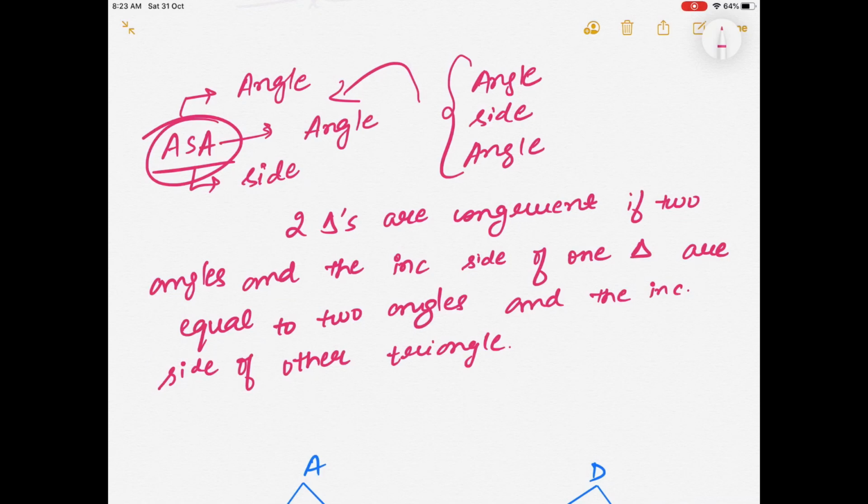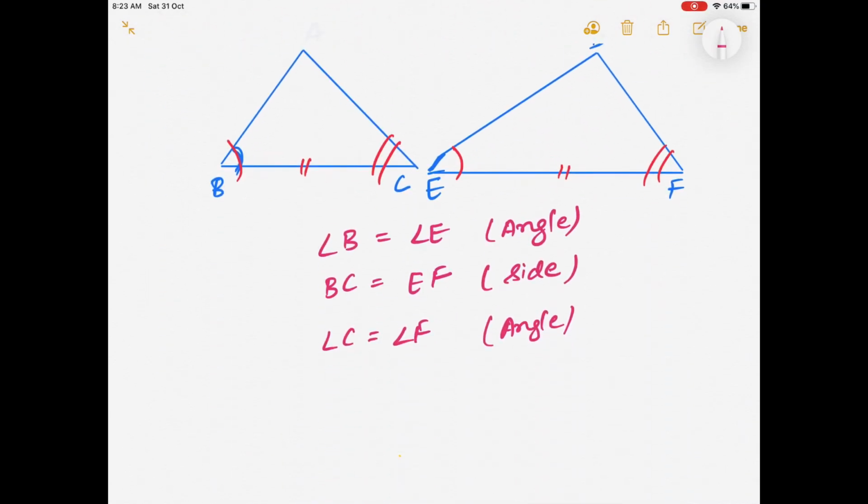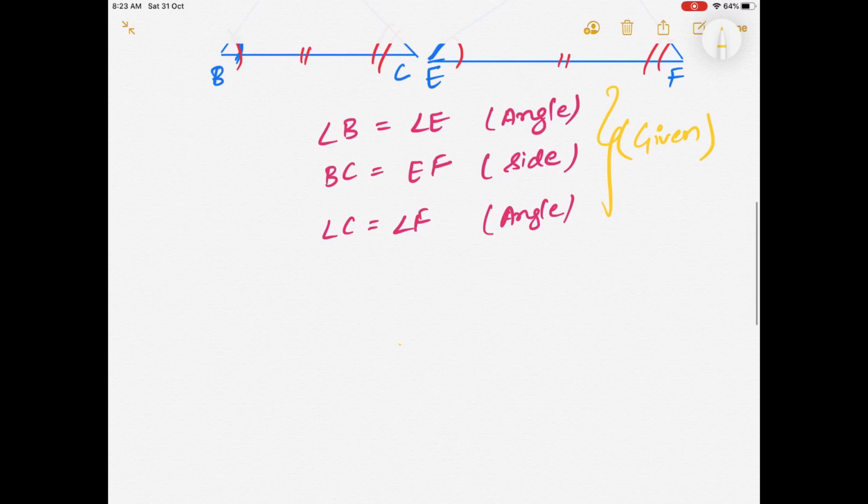If you write angle side, that will be another congruency rule we are going to discuss in our next video. But here, we wrote angle B is equal to angle E, angle; BC is equal to EF, side; and angle C is equal to angle F, angle again. So now these three points are given to us. You have to write that these points are given to us.